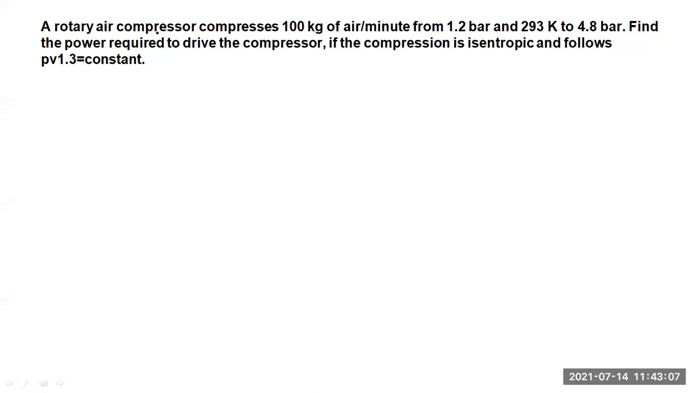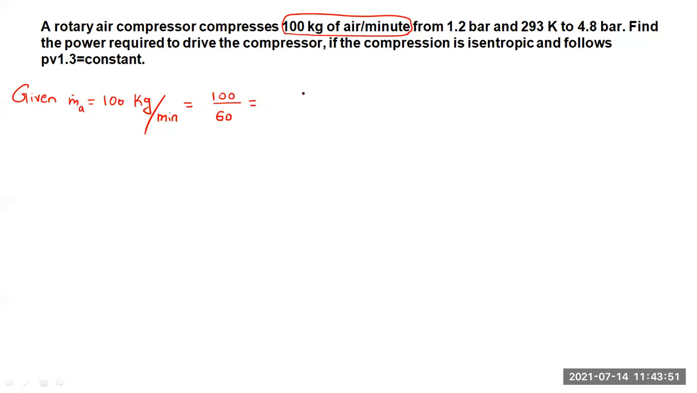A rotary air compressor compresses 100 kg of air per minute. Who can say what is this 100 kg of air per minute? Yes, this is m_a, the mass flow rate of air, equal to 100 kg per minute. And always, as I have told you in thermodynamics, we have to convert this minute into second. 1 minute is 60 seconds.